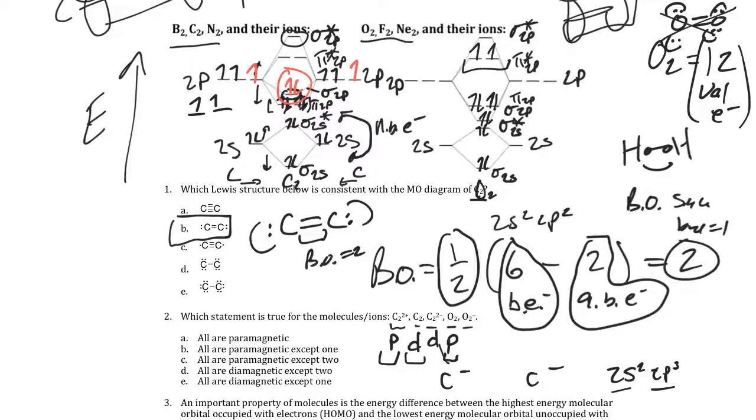Now if you go to O2-, you add 1 more electron. So O2- now has 13 electrons. We still have a net unpaired electron. We still have a paramagnetic molecule. And so all of these are paramagnetic except for 2. And the 2 that are not are C2 and C2 2-.